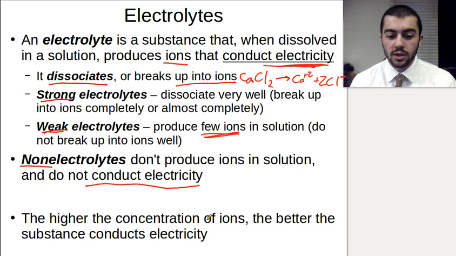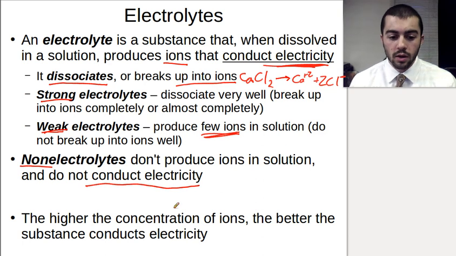The higher the concentration of ions, the better the substance conducts electricity. These non-electrolytes are not going to conduct electricity at all because they're not breaking up into ions. Between the strong and the weak electrolytes, the strong electrolytes would conduct electricity better because they're breaking up into ions more so than the weak electrolytes are.